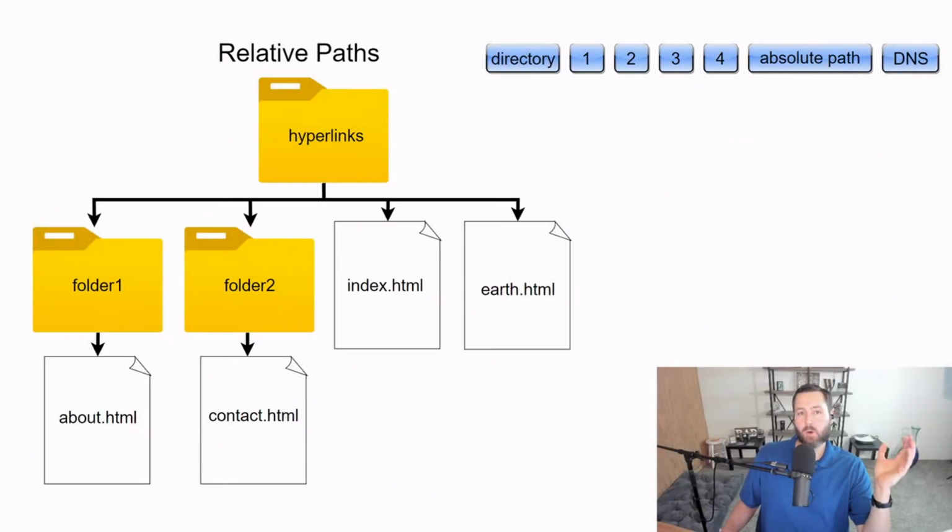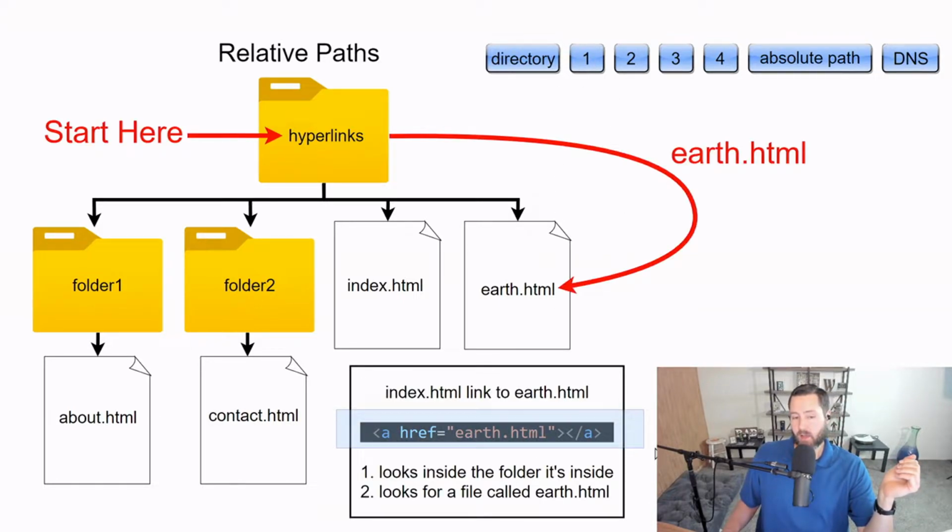Let's say we want to put a hyperlink inside of index.html that takes us to earth.html. Well, this one's going to be pretty easy. Inside of our hyperlink, for our href value, we're just going to put earth.html. Since this hyperlink is inside of index.html, the first place it's going to look is inside of the hyperlinks folder. And since earth is directly in there, all we have to put is earth.html.